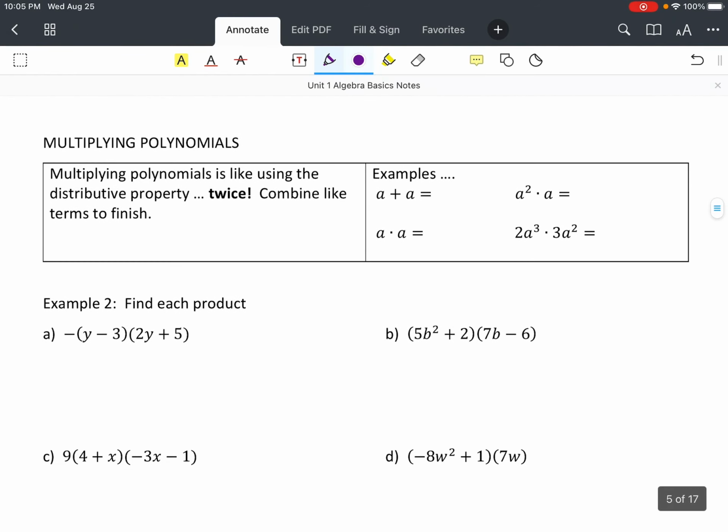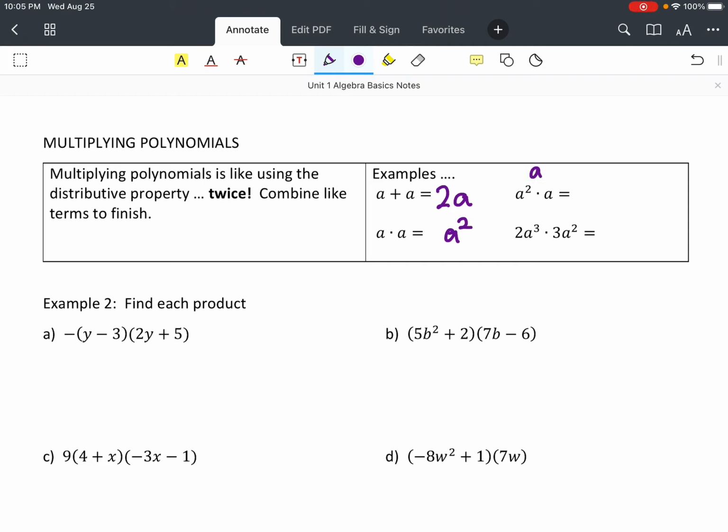Moving on, the other polynomial operation that we perform is multiplying polynomials. Multiplying polynomials is like using the distributive property. We're just going to use it twice, and then we combine like terms to finish. For example, when we have two variables of the same type and we add them, we get 2a. But when we multiply them, they become a squared.